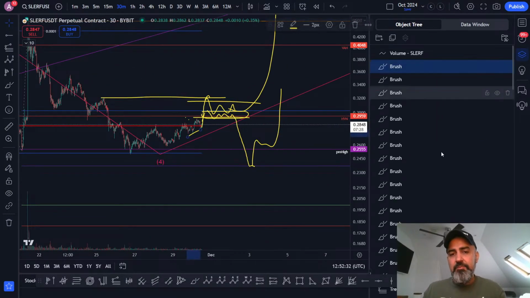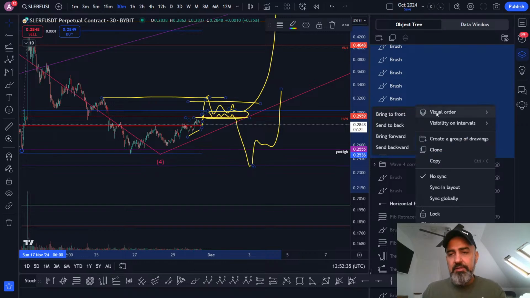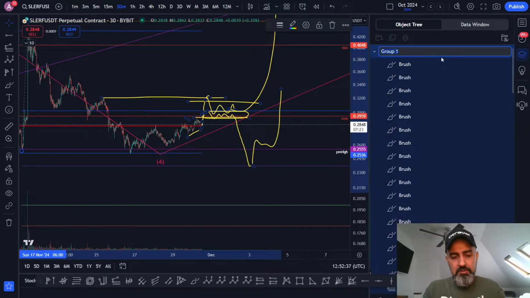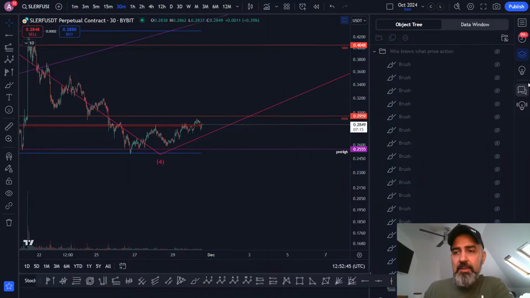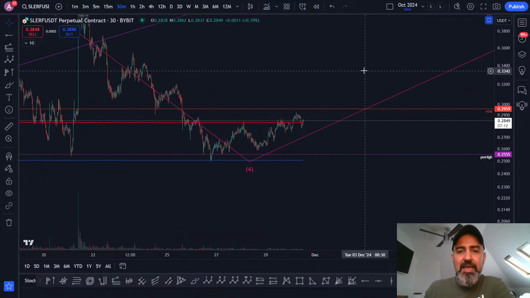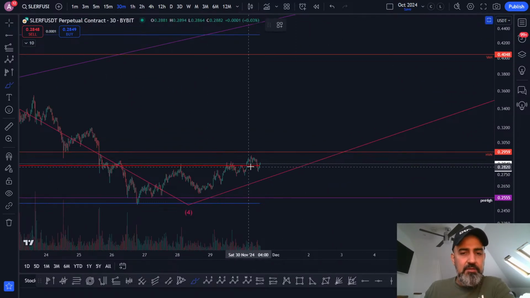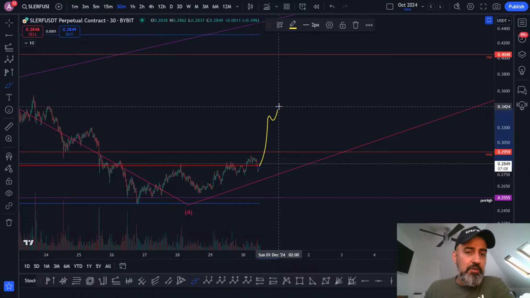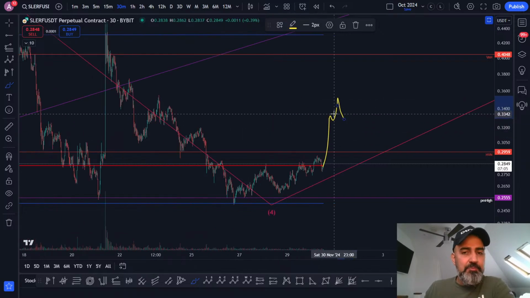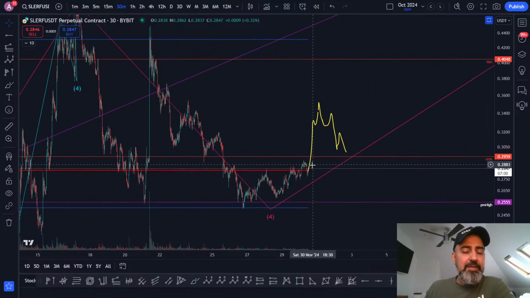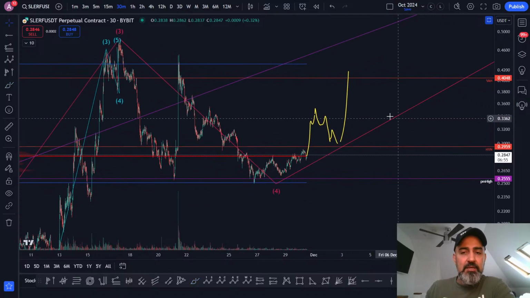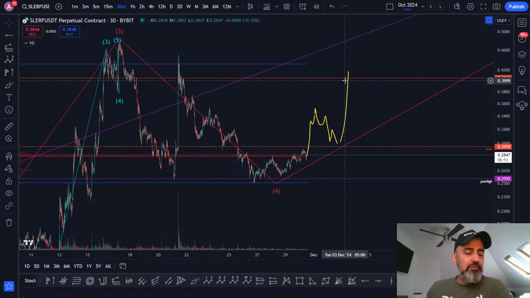So let me push this aside and create a group called Who Knows What Price Action. Because no one really knows. The minute you get an impulse here, then you're going to get people scaling into that correction, because they're expecting another impulse. So it really becomes easy to trade the wave 3 on trades.